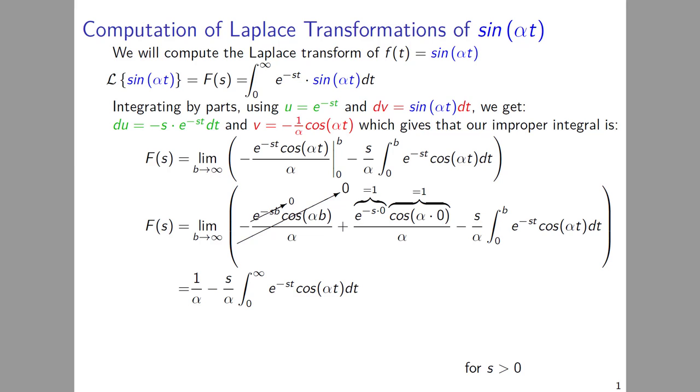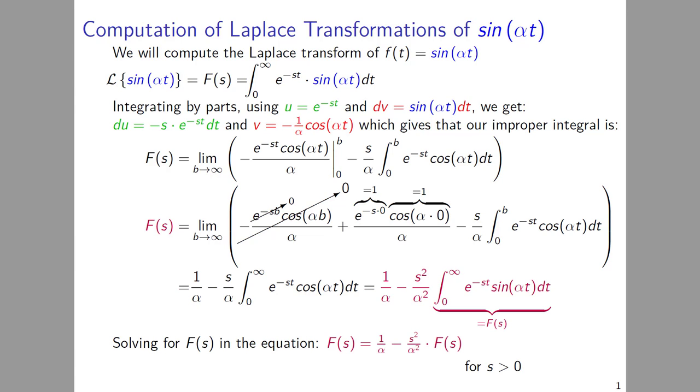Now again here, we are going to need to use integration by parts, using u equals e to the negative st and dv equals cosine of alpha t dt. Doing this integration by parts, this will simplify as 1 over alpha minus s squared over alpha squared times the integral from 0 to infinity of e to the negative st times sine of alpha t dt. But this integral is F of s. So we get the equation F of s equals 1 over alpha minus s squared over alpha squared times F of s.